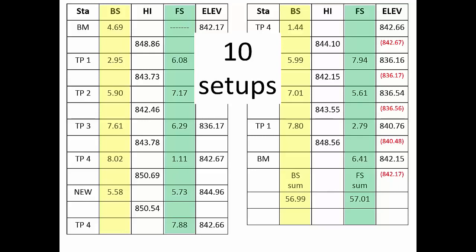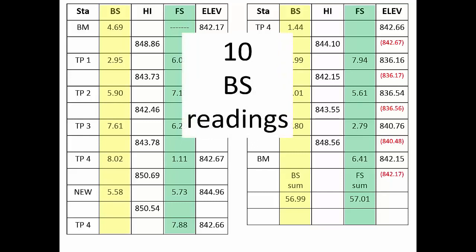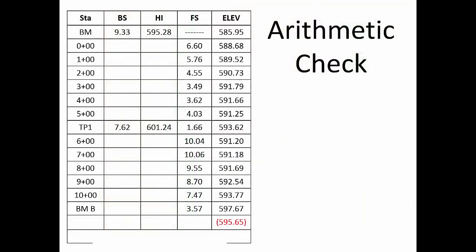Since there is only one backsight per HI, then there are 10 backsight readings. And since a benchmark circuit has only one foresight per setup, then there are 10 foresight readings. For our arithmetic check, the number of backsight readings and the number of foresight readings must be equal. So now for profile leveling, the same pattern applies. In our profile leveling circuit, we had 2 setups and thus 2 backsight readings.